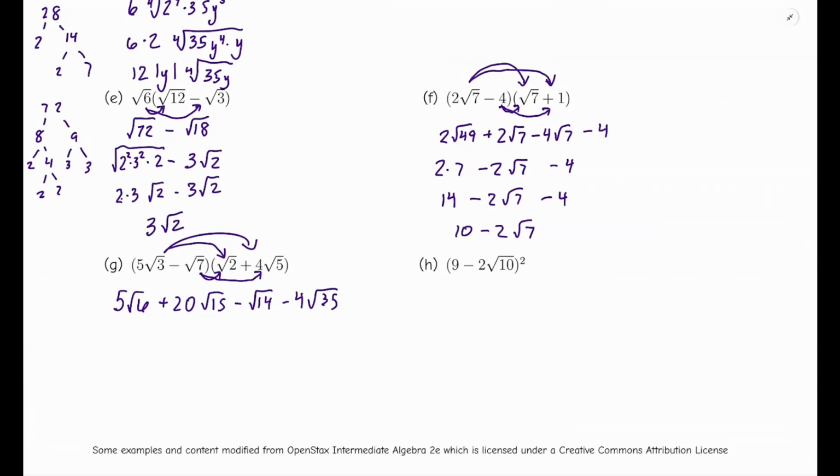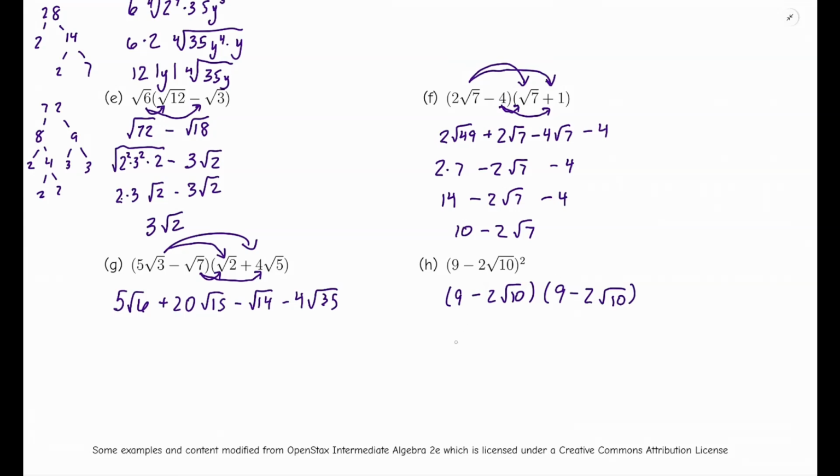And finally, part H, 9 minus 2 square root of 10, all squared. Do not distribute the exponent. Remember, you cannot distribute exponents over addition or subtraction, and here we have subtraction. Instead, rewrite it as 9 minus 2 square root of 10 times 9 minus 2 square root of 10.